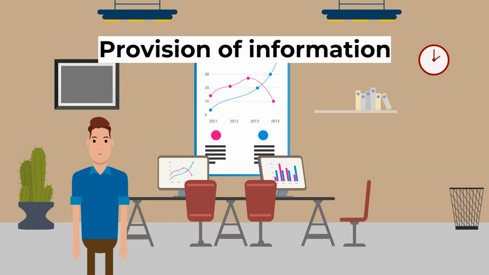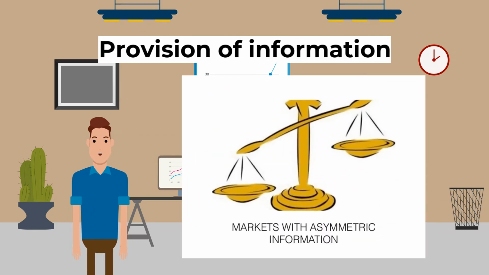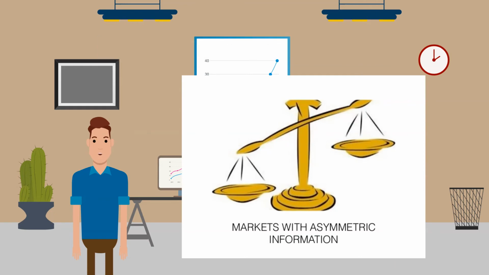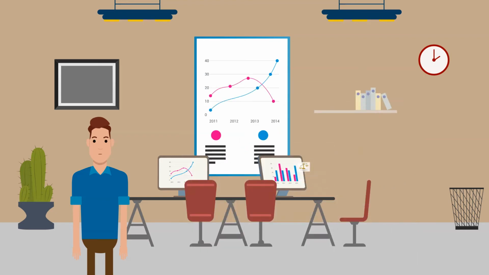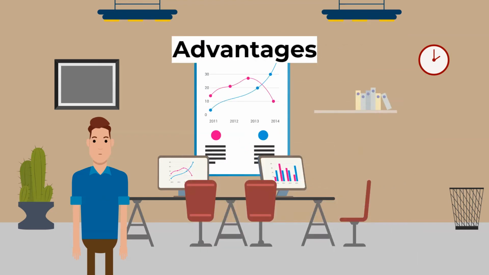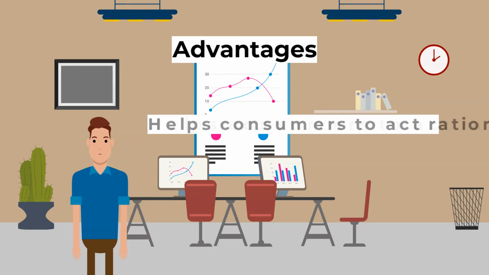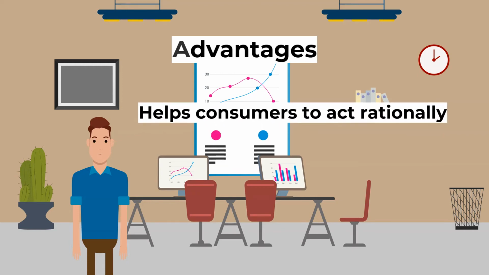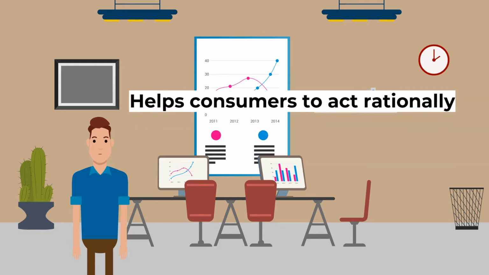That brings us to the provision of information. When there is asymmetric information, the government provides information to allow people to make informed decisions. They may also force companies to provide information. First, the advantages. 1. This helps consumers to act rationally, which allows the market to work properly.